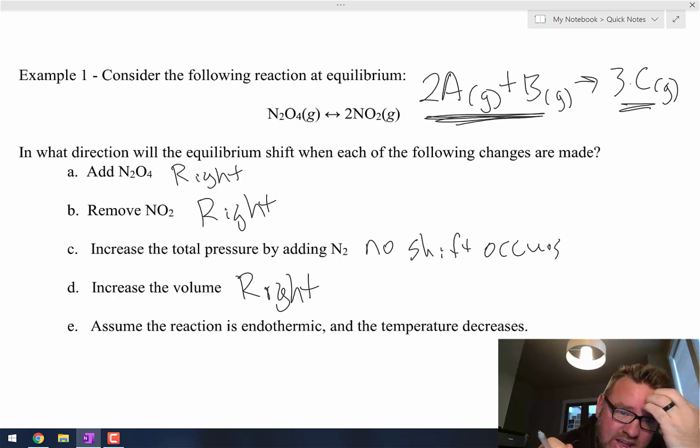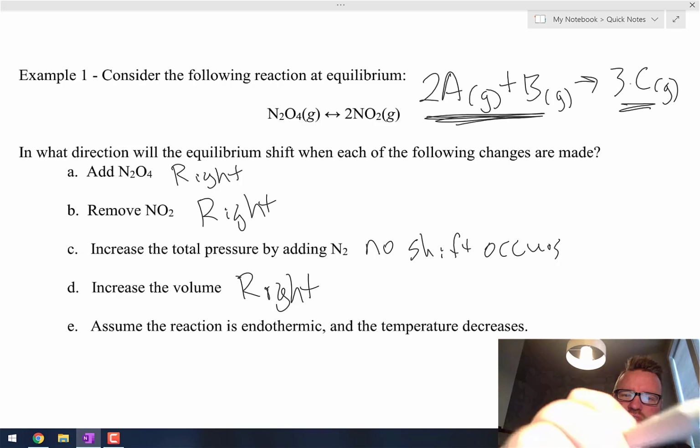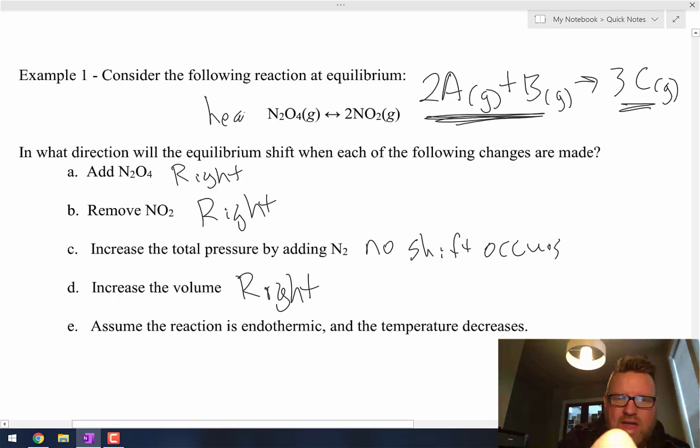Letter E, assume the reaction is endothermic. If it's endothermic, that means we put heat on the reactant side. If we lower the temperature, it's the same as if we took some N2O4 away. We're taking some heat away, and so what's the reaction going to do? It's going to shift to the left.